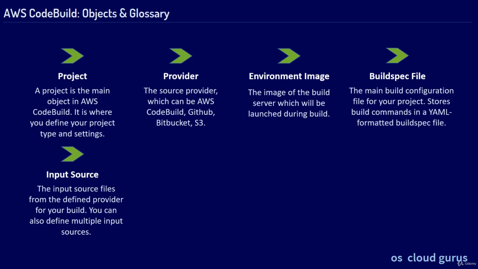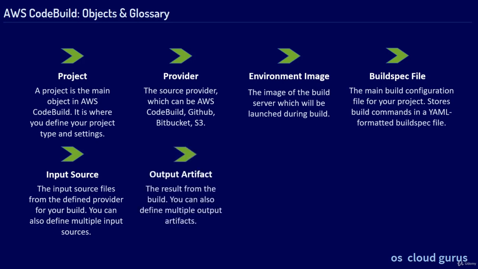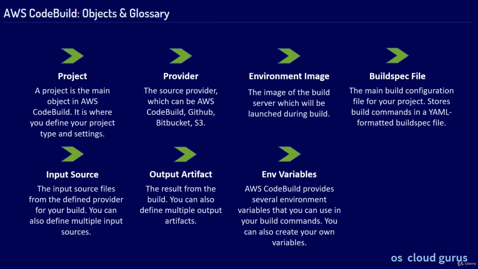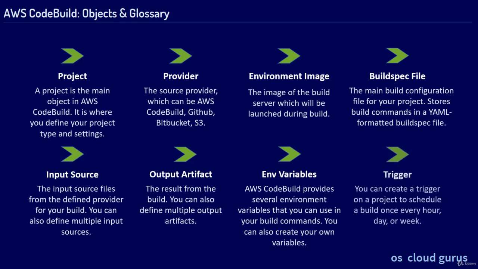You can also define multiple input sources. Output artifact, the result from your build. You can also define multiple output artifacts. Environment variables. AWS CodeBuild provides several environment variables that you can use in your build commands. Also, you can create your own variables. Trigger. You can create a trigger on a project to schedule a build once every hour, day or week.